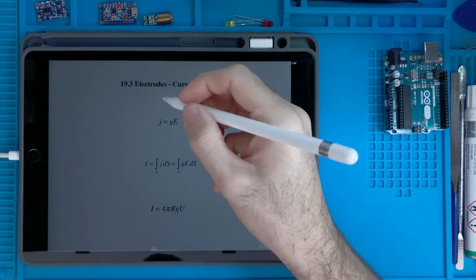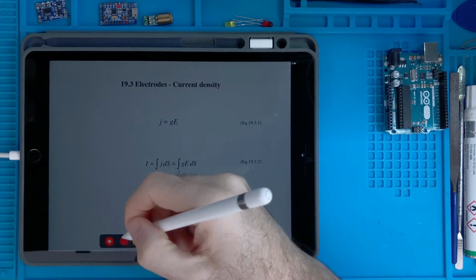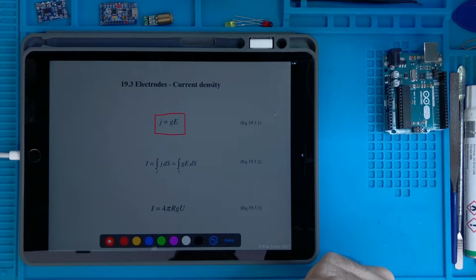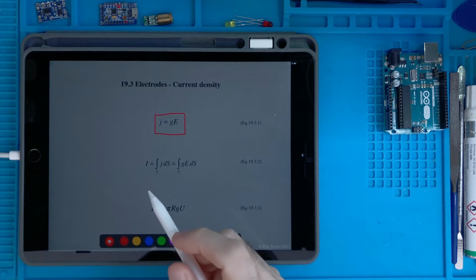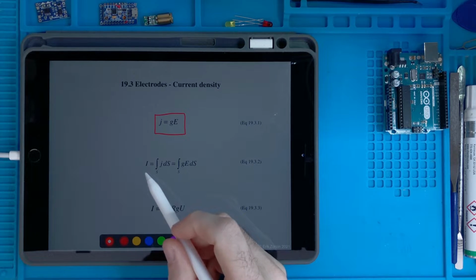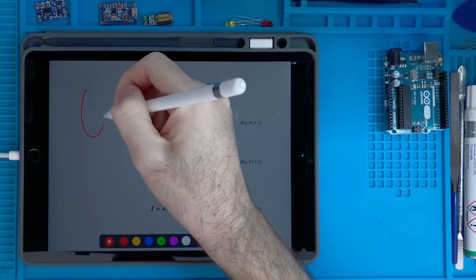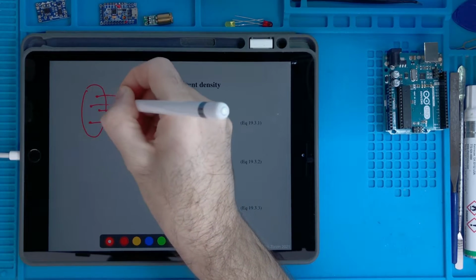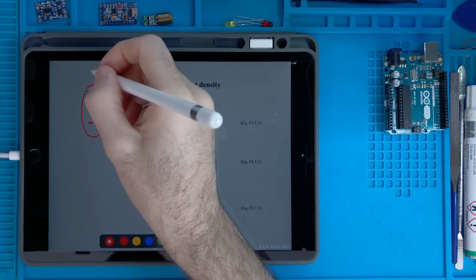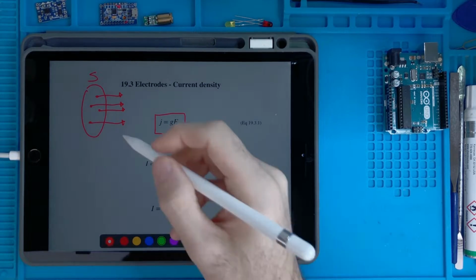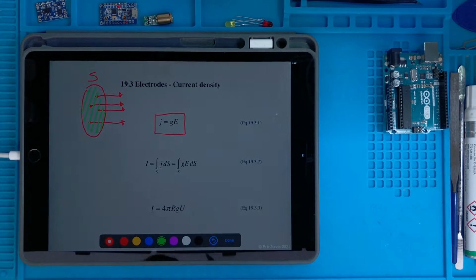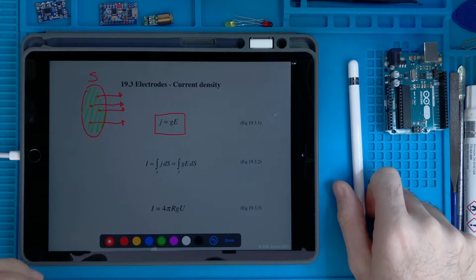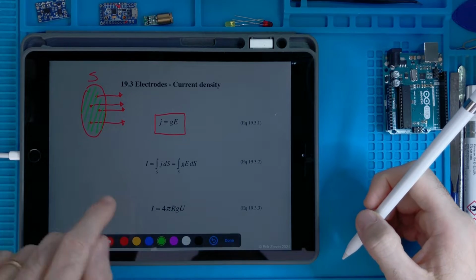Now we can remember Ohm's law, and we can remember the definition of current. So we had a cross section, with lots of charges passing through a certain cross section having an area S. So S is the area of this cross section. These are the charges moving in the conductor. Now you have to think that the flux is like this.